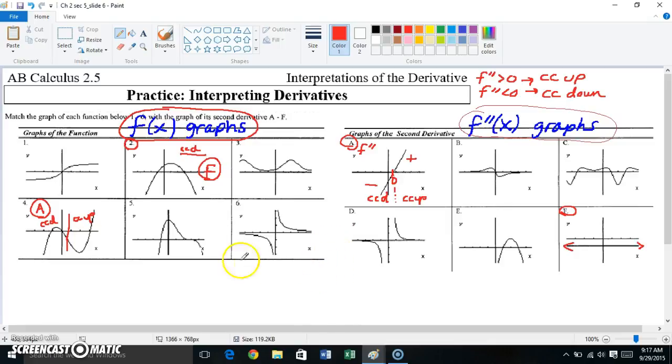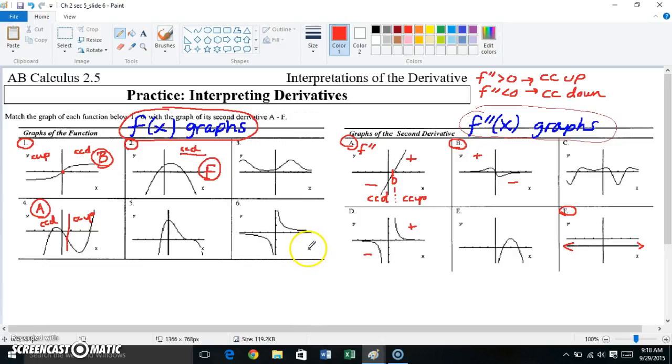Okay, let's see if I can do a better job on the next one. I'm going to go to graph number 1. Graph number 1 is concave up to the left of 0 and concave down to the right of 0. Is there a graph that does that for the second derivative, positive to the left and negative to the right? Okay, well this one has positive values to the left and negative to the right. This has negative to the left and positive to the right. This one has negatives and positives and negatives. Okay, so I'm going to guess that we have to put B with graph number 1.